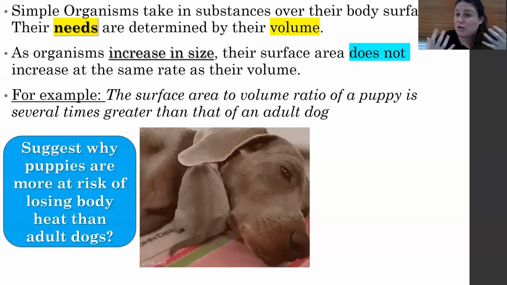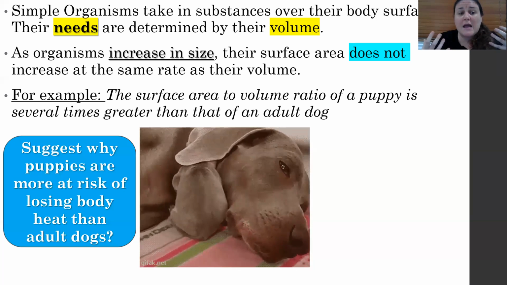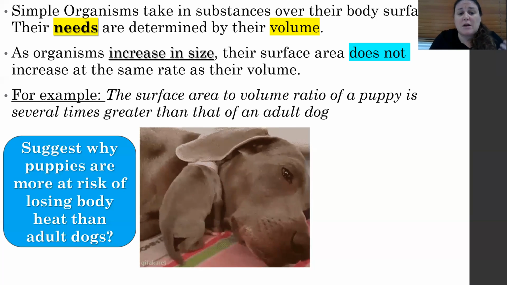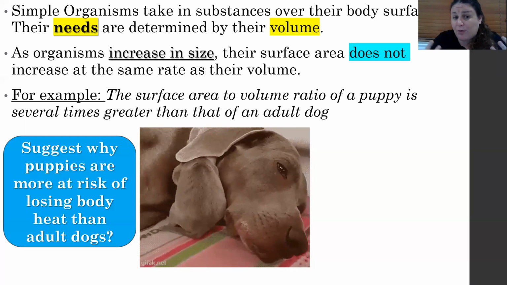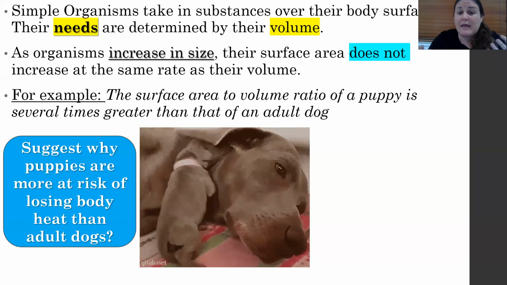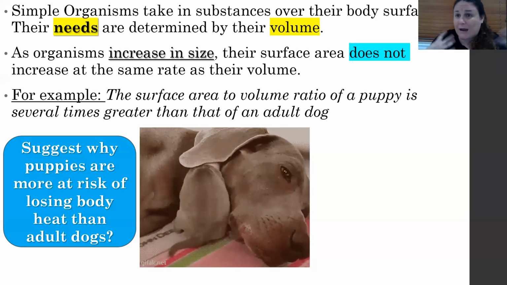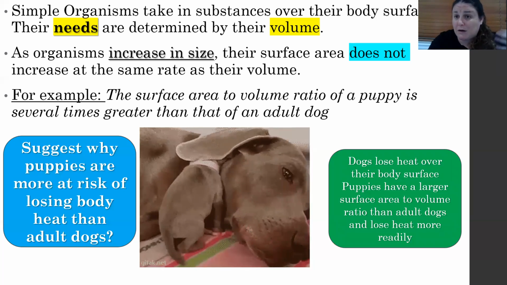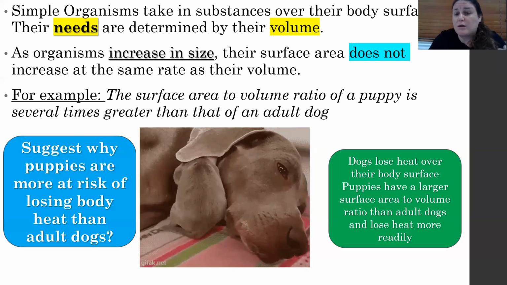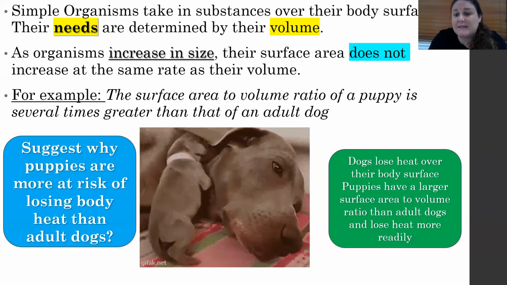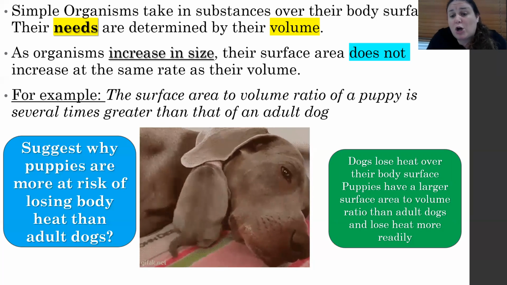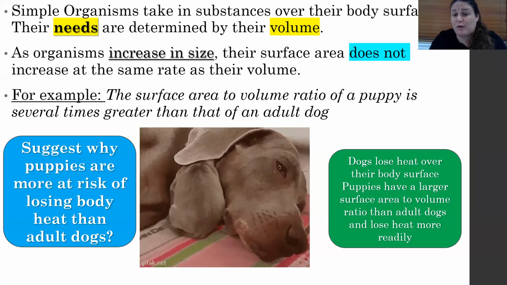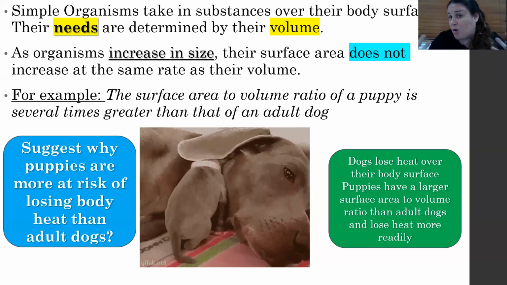And so if we want to suggest a reason why puppies are more at risk of losing their body heat, becoming hypothermic, and dying than adult dogs, why they can't regulate their body temperatures, it has to do with that surface area to volume ratio. Dogs lose heat over their body surfaces, and puppies have a large surface area to volume ratio, and so they lose heat more readily.